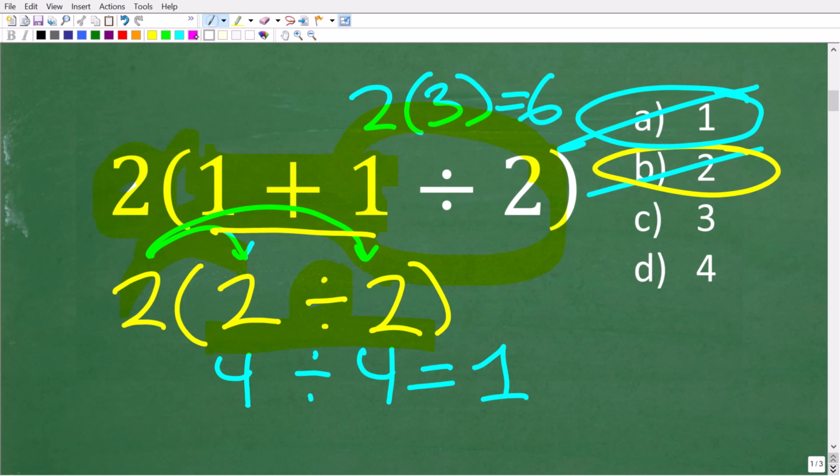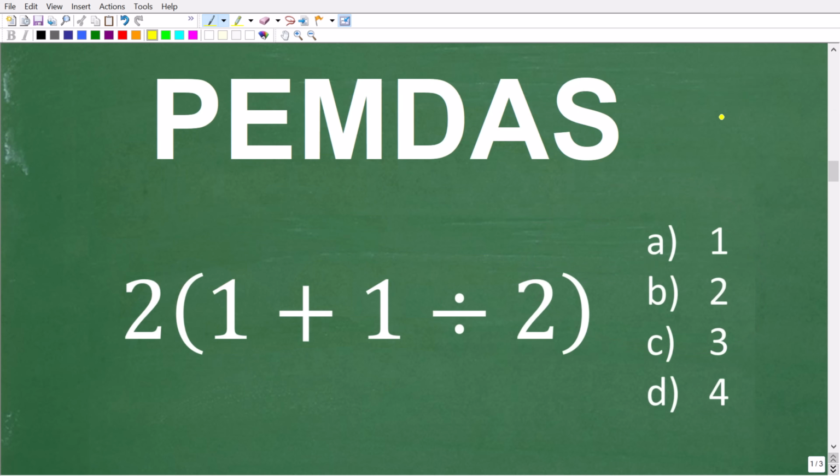Okay, so now that we understand PEMDAS, we're going to see which answer is right. So is it C or D? Well, let's go ahead and take a look at the solution right now. Now that we understand PEMDAS, this should be very easy to solve. Here is our problem and here is our checklist, and all we have to do is follow the PEMDAS checklist to get the right answer.